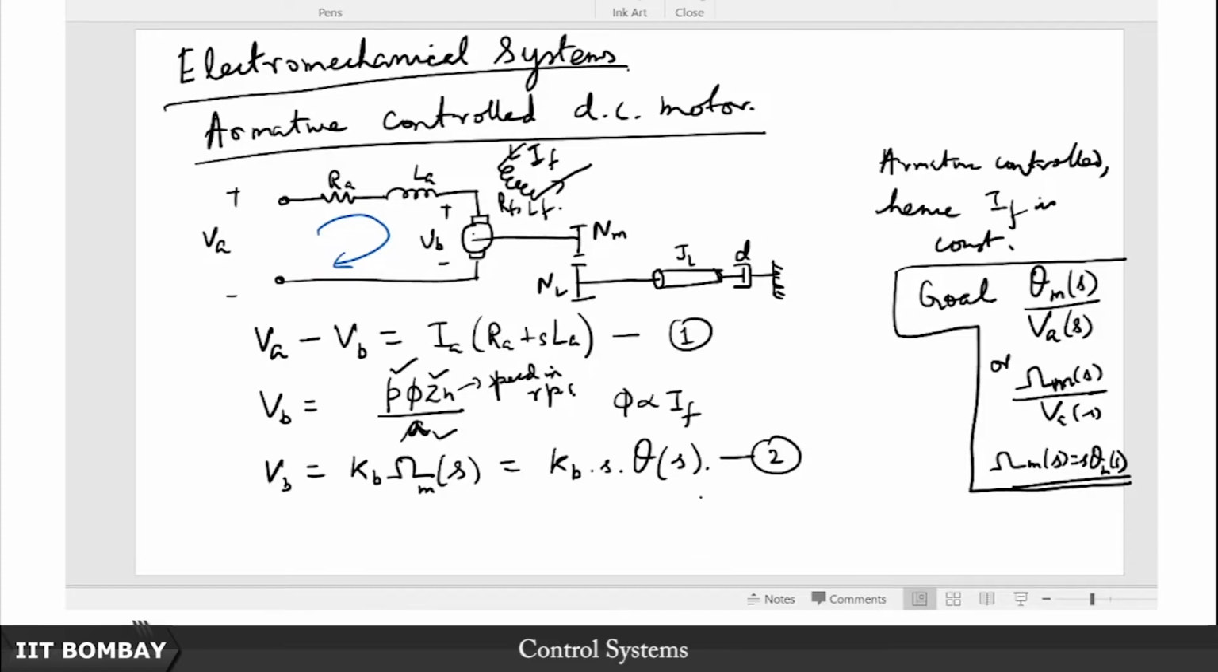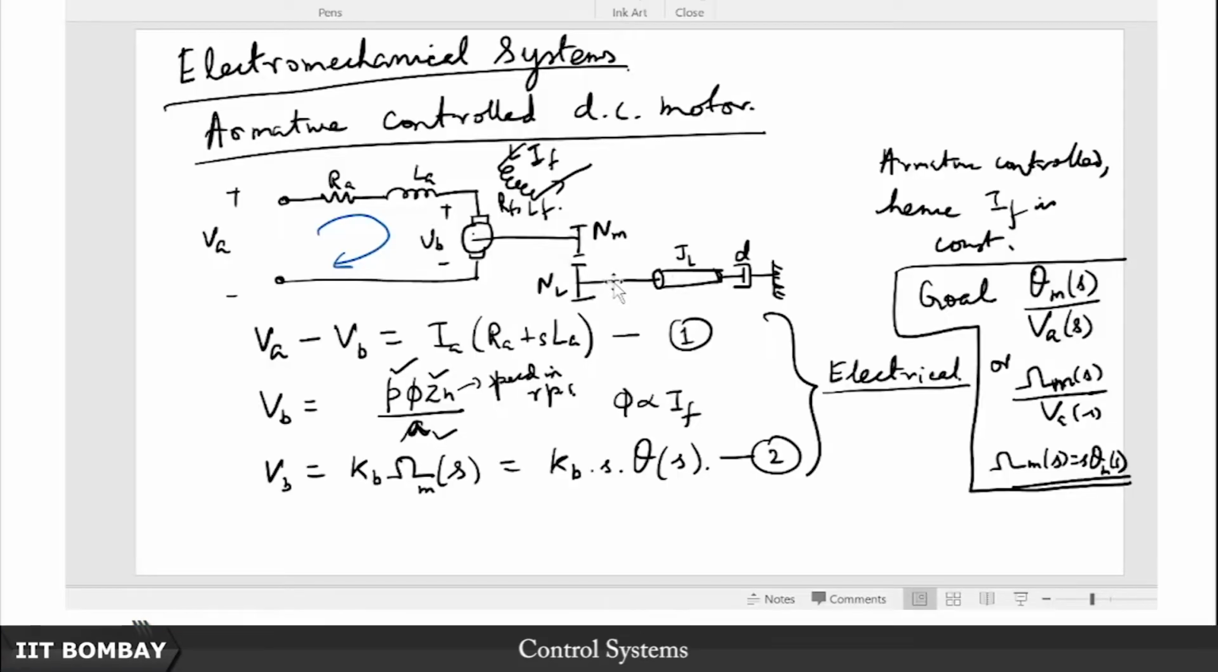So I hope that this part is clear. This is coming from our understanding of electrical systems, remember, nothing to do with the mechanical part that we've learned in the preceding lectures, only the electrical circuit. This is just KVL and the fact that we know this about an electrical machine, a DC motor. This comes from your domain knowledge of electrical systems. What about the next equation?